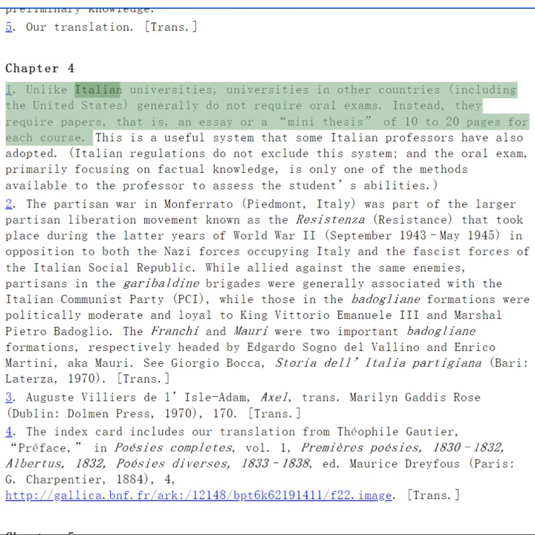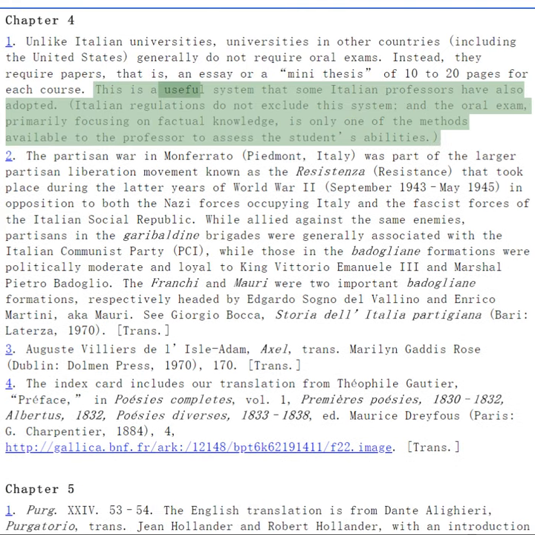Chapter 4. 1. Unlike Italian universities, universities in other countries generally do not require oral exams. Instead, they require papers, that is, an essay or a mini-thesis of 10 to 20 pages for each course. This is a useful system that some Italian professors have also adopted.